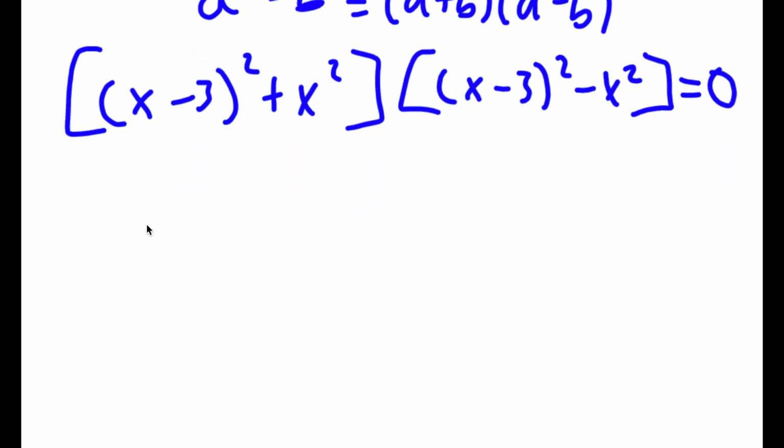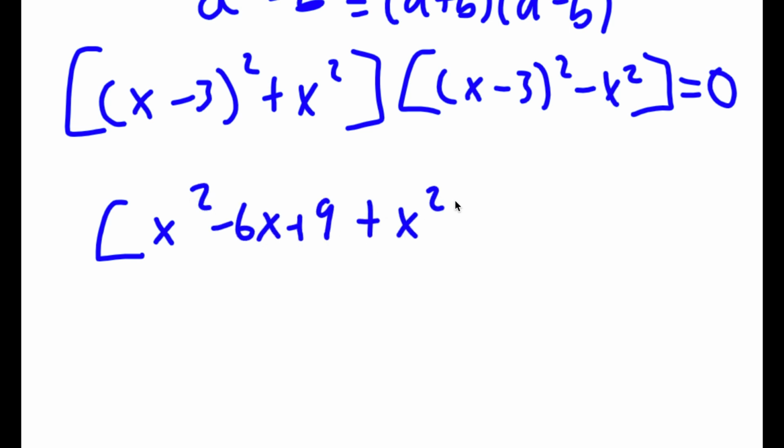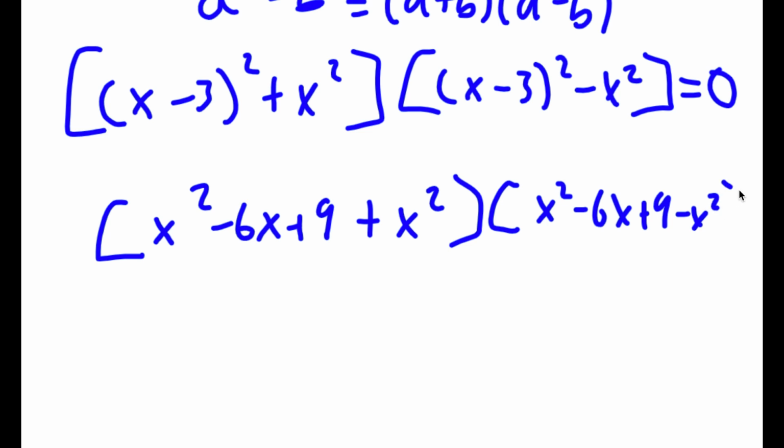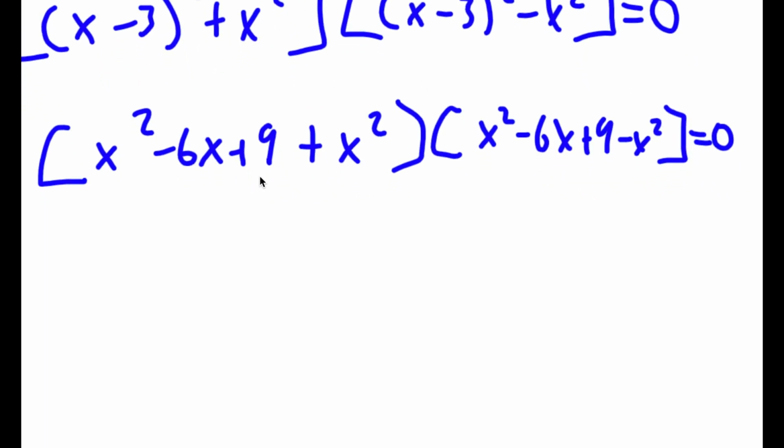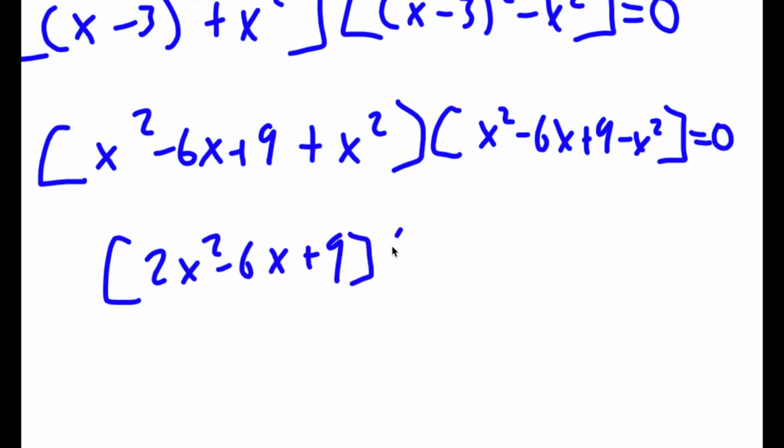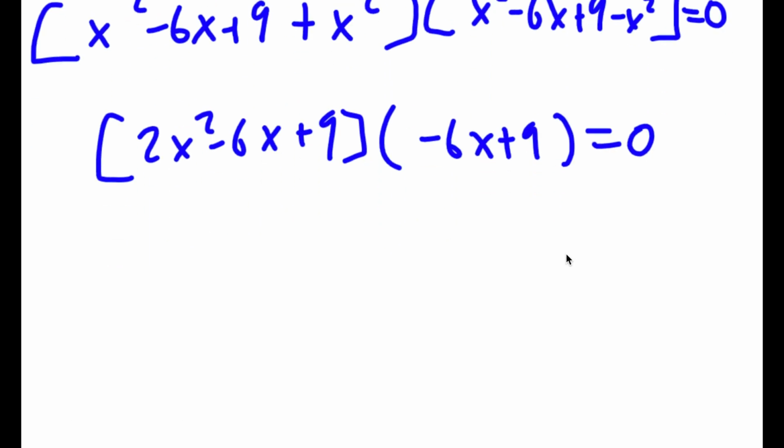And now this is the same thing as (x^2 − 6x + 9 + x^2) times (x^2 − 6x + 9 − x^2) is equal to 0, because I just expanded (x − 3)^2. So now I'm going to simplify this to (2x^2 − 6x + 9) times (−6x + 9) is equal to 0.